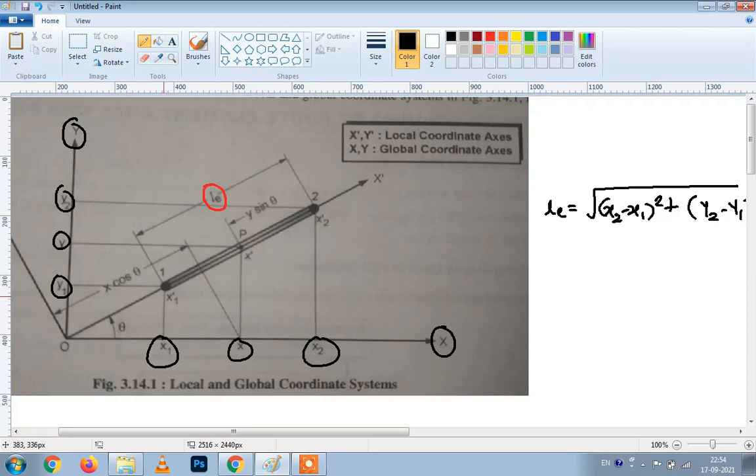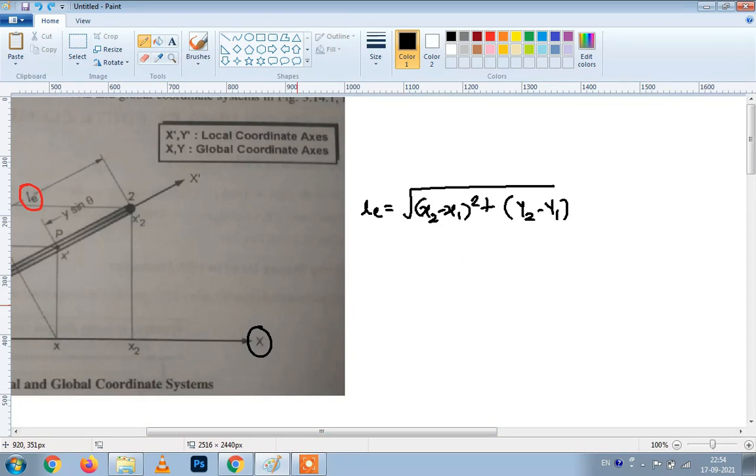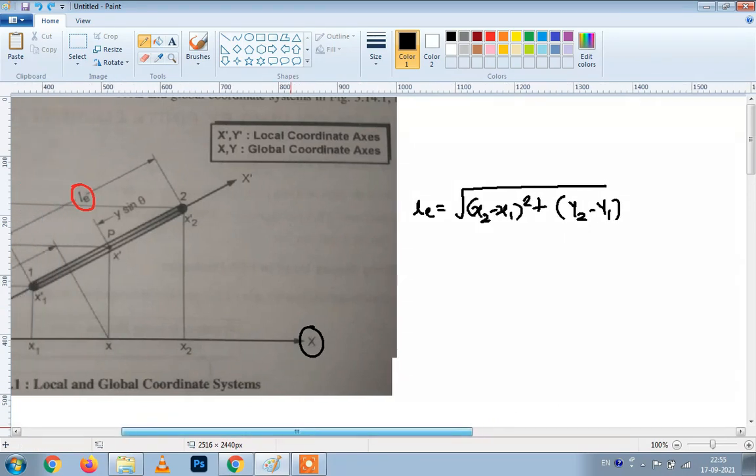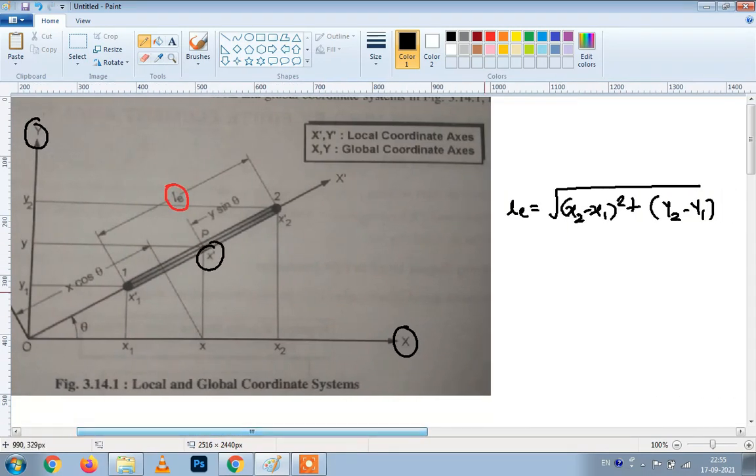So here we want to establish the relationship between these global coordinates and the local coordinates. Local coordinates here are indicated with x1 dash, x dash, x2 dash. So we will now establish this relationship. Based on this, if you observe here, this x dash, how can we write out its relation?